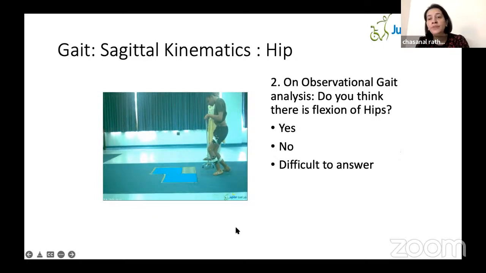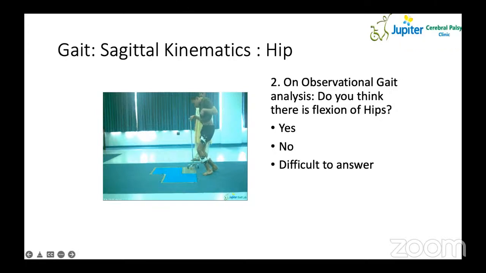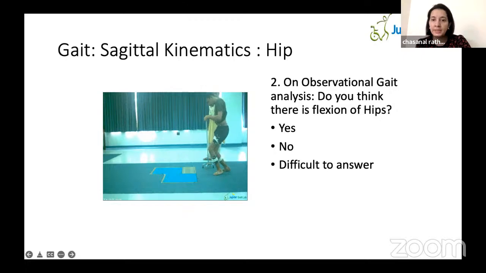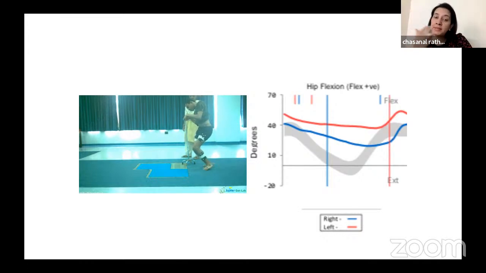Again, do you think there's a flexion of the hips here? Yes, no, or you think it's difficult to answer? Yes, there is a flexion. Okay, so we are going to see what's happening in the graphs here. So there is a hip flexion. You see, there's so much flexion which we actually can't pick. Part of which could be compensatory, secondary to the knee flexion.